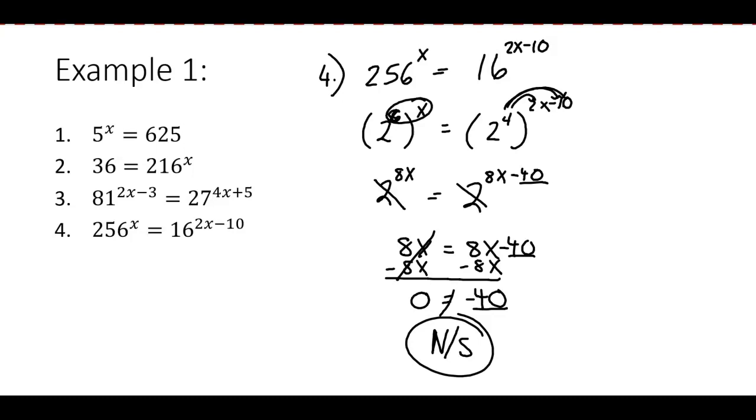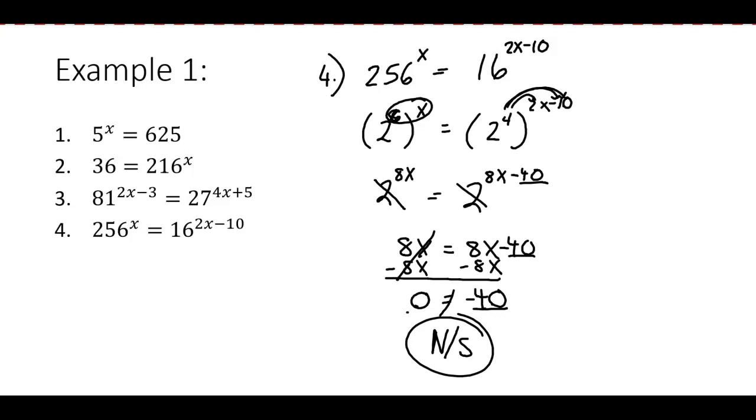So when your x's go away, there's two possibilities. Possibility one is there's no solution. It's no solution if those two numbers are not equal to each other. That means x goes away, so no matter what x is, these things will never be equal to each other, so there's no answer.